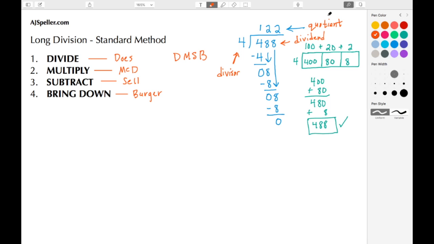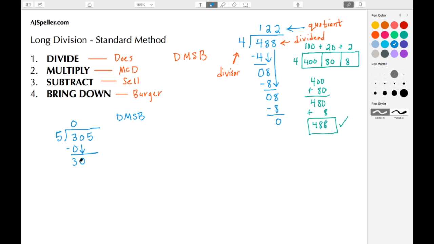Alright, let's work on another example here. Let's say this time we have a divisor of 5, and we have a dividend of 305, and again we're doing the Does McDonald's Sell Burgers method. We want to see if we can divide 3 by 5. Well, we can't, so we place a 0. We multiply 0 times 5 to give us 0. We subtract to get a 3, and then we bring down the 0 to get a 30.